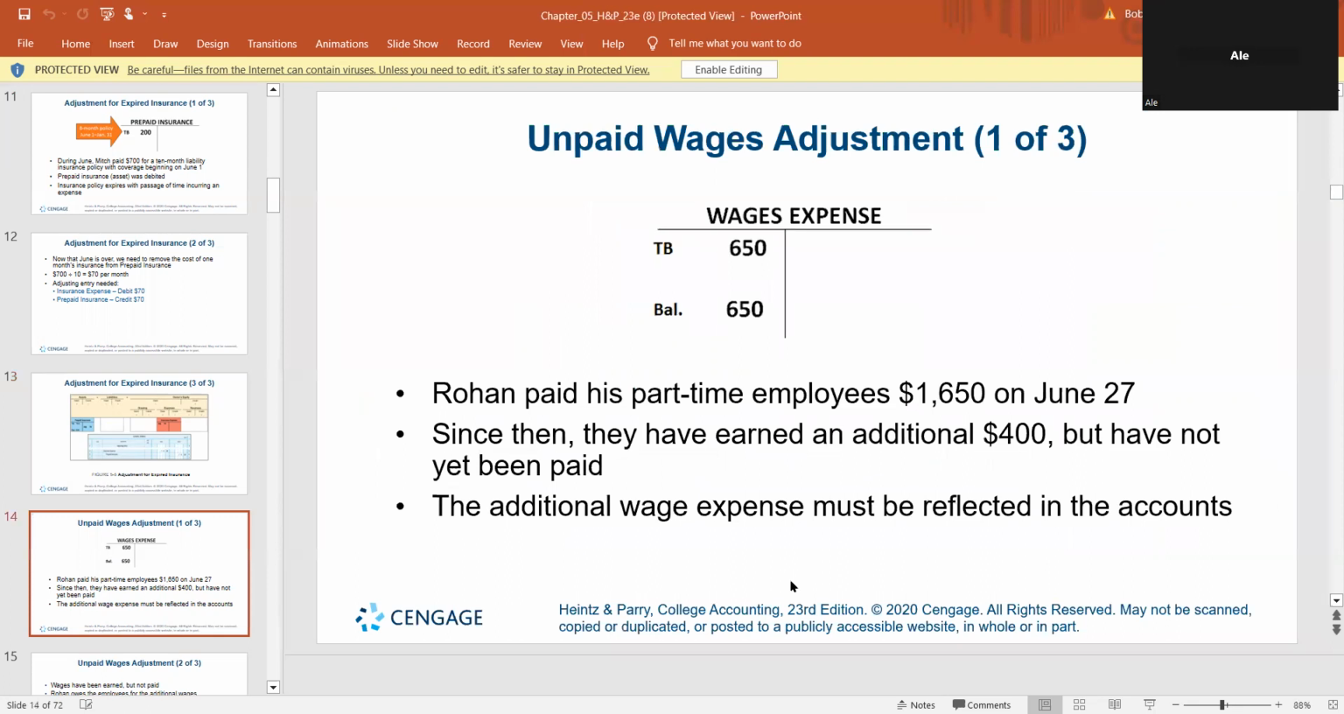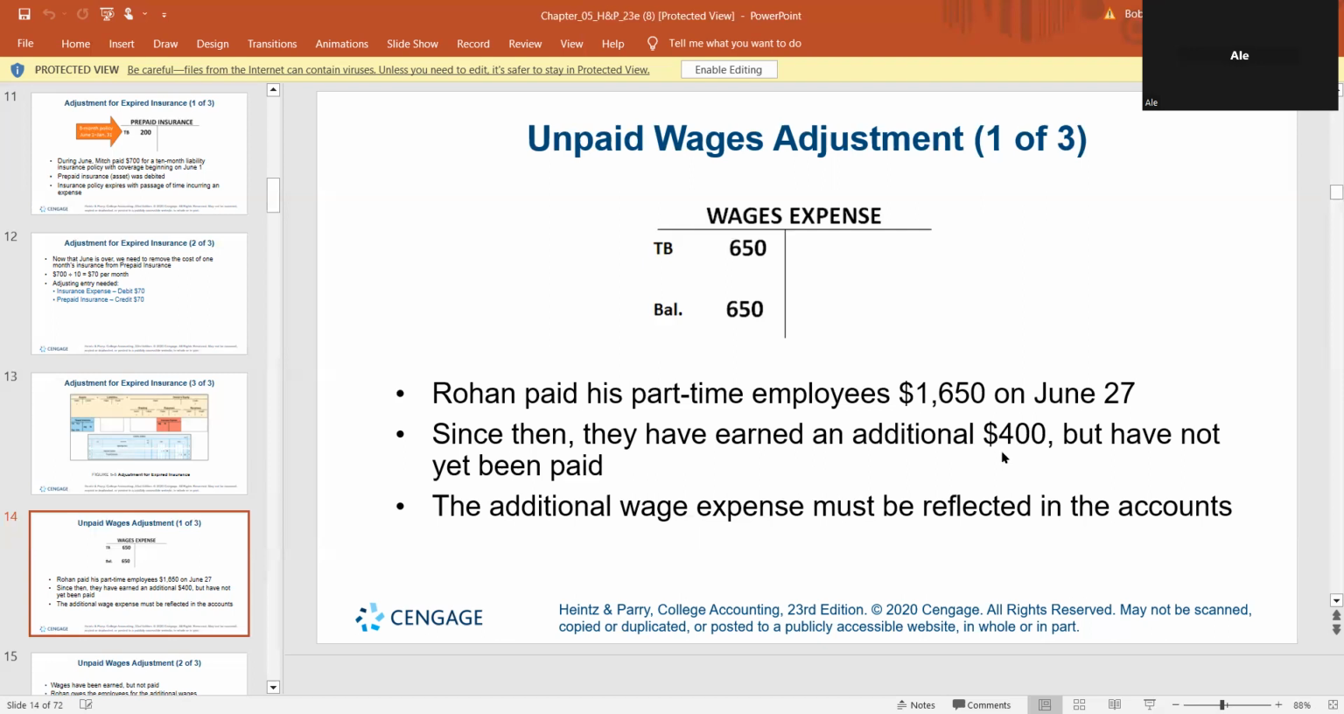Now, here's one that you'll be familiar with. You guys have been out in the working world, I know. Unpaid wages adjustment, accrued wages, we call them, okay? Rohan paid his part-time employees $1,650 on June 27th. This is supposed to be $1,650, but all right. He paid them. Since then, though, they earned an additional $400. In other words, on June 28th, 29th, and 30th, his employees have worked and earned an additional $400. But that money's not going to be paid. You're not going to get paid for that until next week or even in 2 weeks. So that $400 was worked during June, not going to be paid until July.